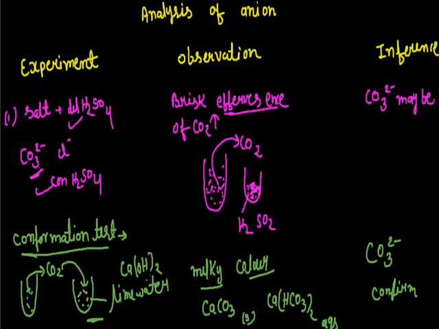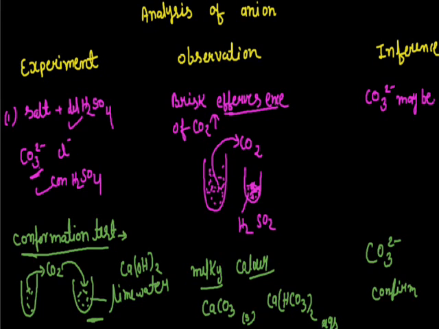But here is the problem: similar tests are given by SO2 gas. If we have SO2 gas in place of CO2 gas, then when SO2 gas is passed through lime water, it also forms a milky color due to the formation of calcium sulfite, CaSO3. And if we pass excess SO2 gas, it forms calcium bisulfite, which is soluble in water.